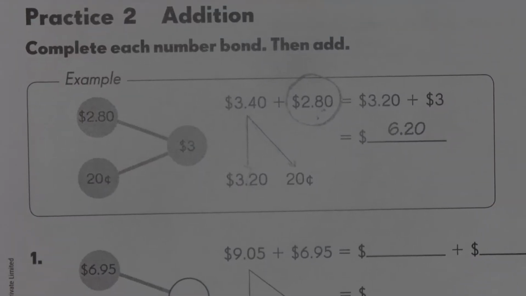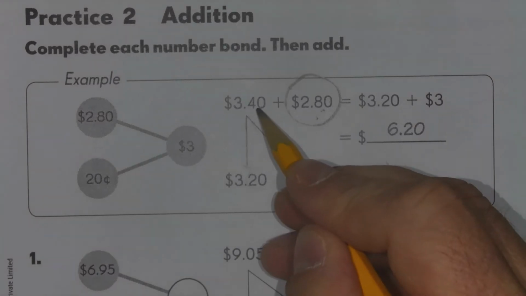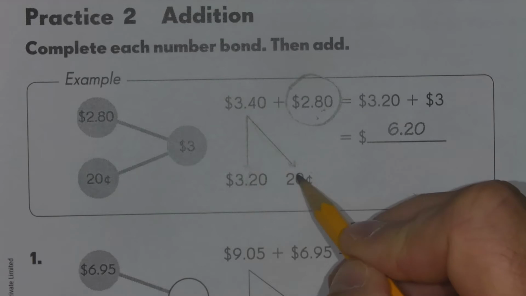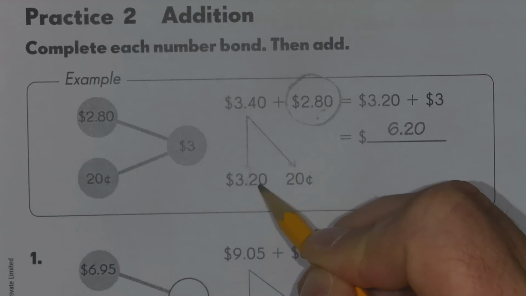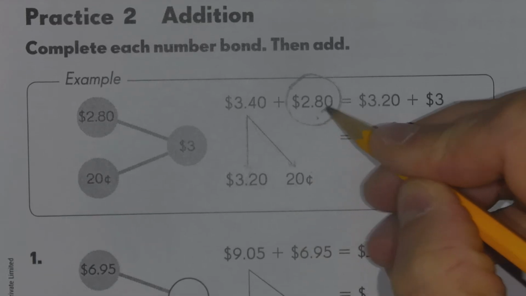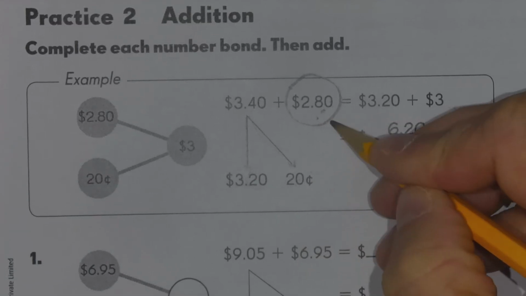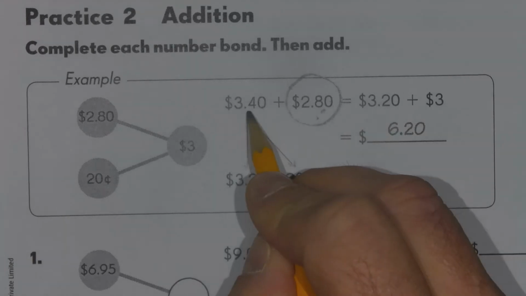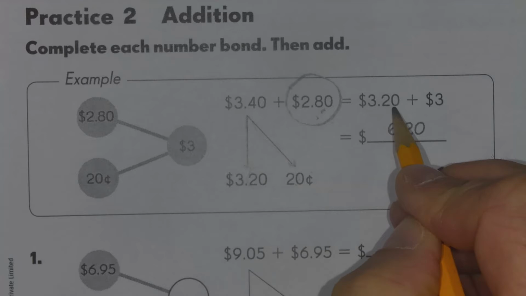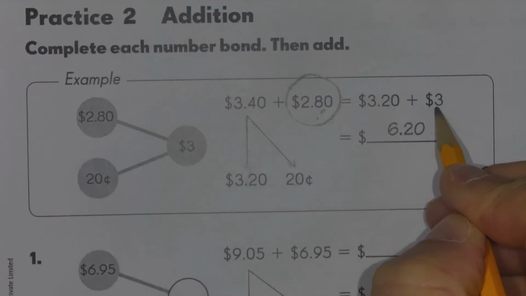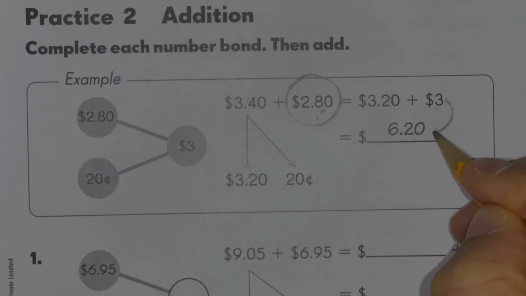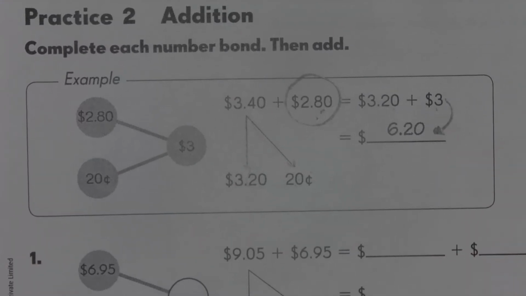So here we are again. And again, what they're trying to tell you is you're taking this $3.40 and you're splitting it up. Okay, so you have $3.20 here and 20 cents here. This 20 cents goes over to that $2.80. And by doing that, now you don't have this big problem with all the numbers. You can say, well, what's $3.20 plus $3? And it just makes the problem easier to solve mentally, because now you have $6.20.